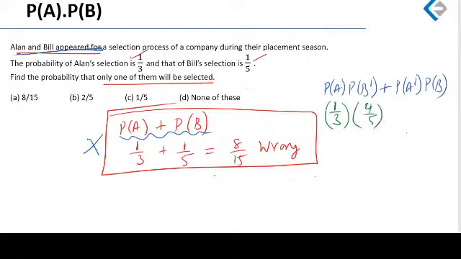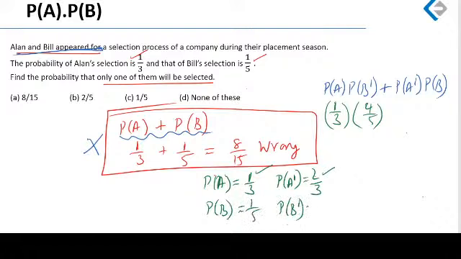Now look at this. The probability of Alan getting selected is 1 by 3. Therefore, what is the probability of Alan not getting selected? 2 by 3, because the total probability is 1. Getting selected is 1 by 3, therefore getting rejected is 2 by 3. Similarly for Bill: the probability of Bill getting selected is 1 by 5, therefore Bill not getting selected is 4 by 5. So I need to write that mindfully.